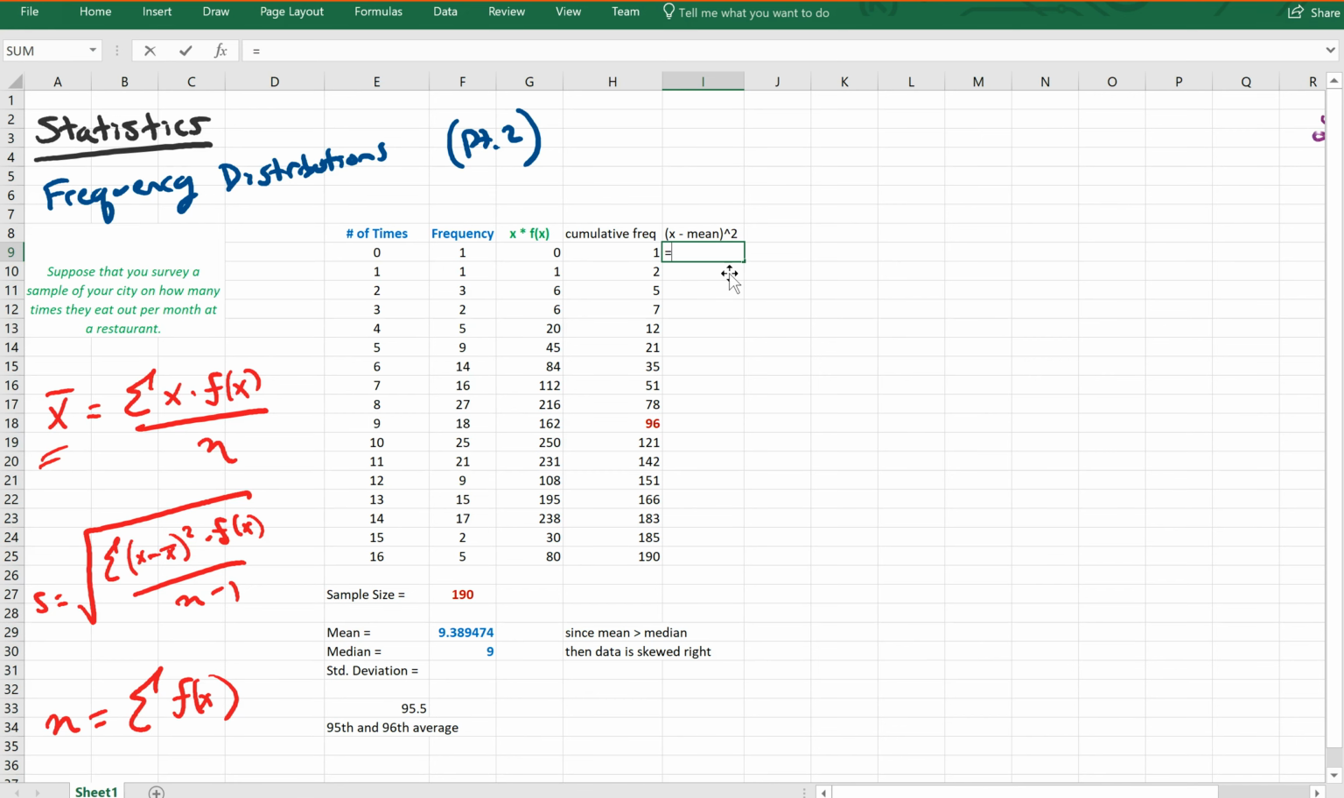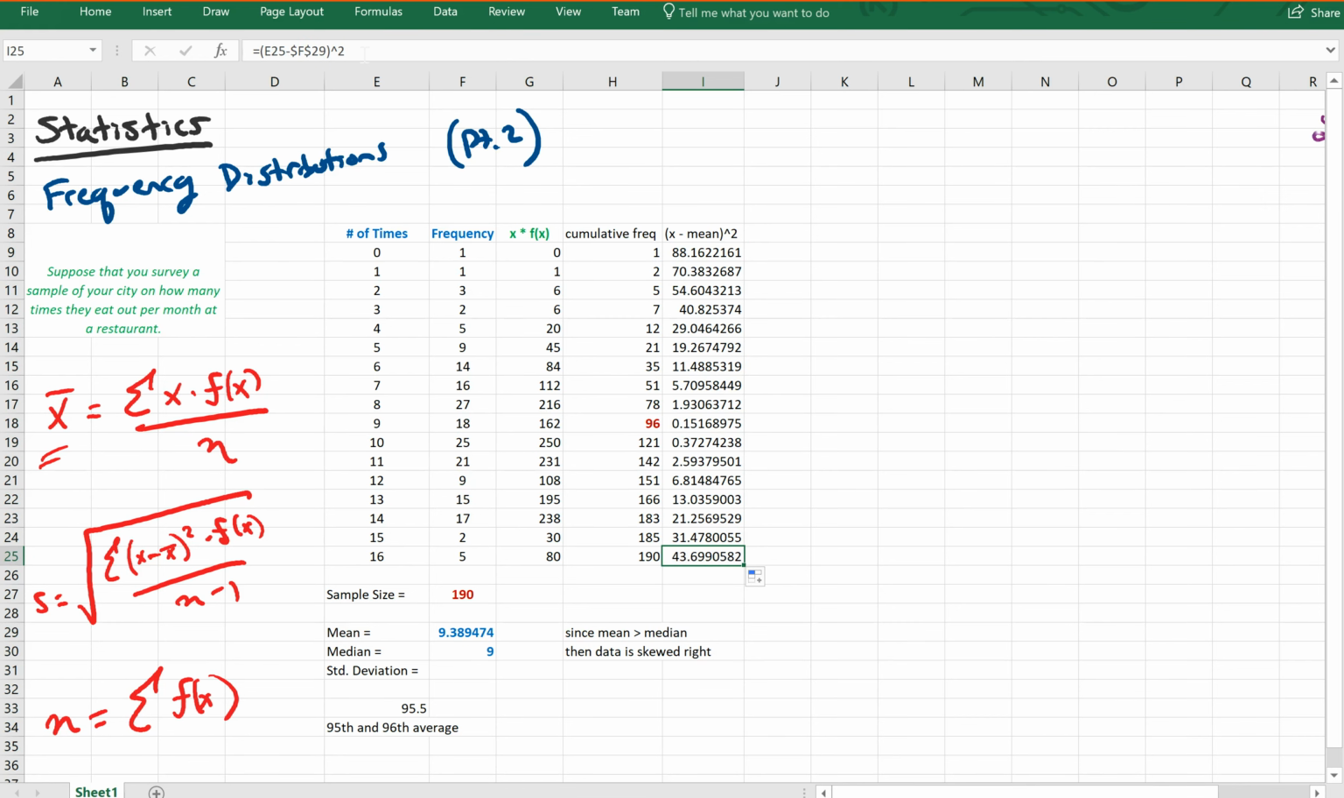Alright, so for the first value, that's just going to be equal to the value minus the mean, which is here. And then I'm going to square that. Now remember, F29, the mean, is not going to change at all through this process. So I'm going to anchor this value by putting a $ sign before and after the letter address of this. And then I'm just going to click and drag that down. And you can check to see if this last one makes sense. So this is going to be E25 minus the mean squared. Okay, that's good.